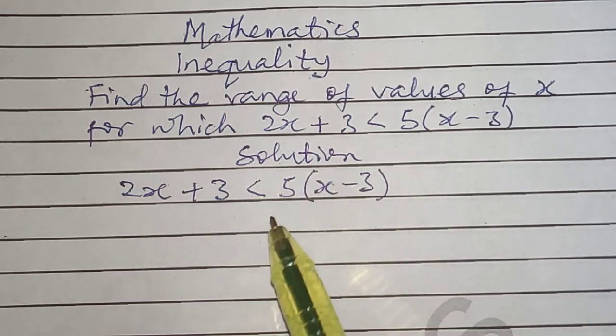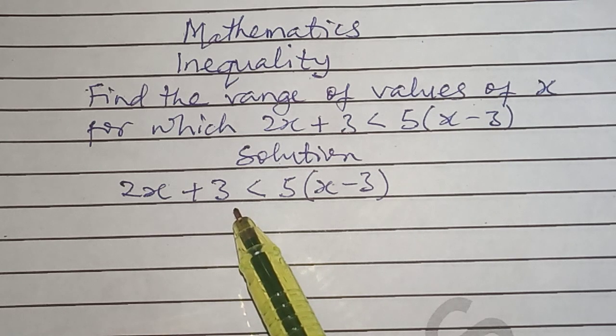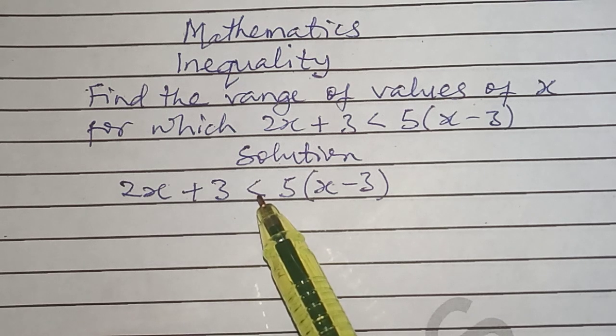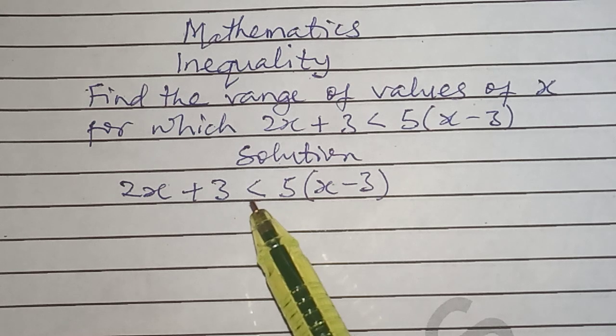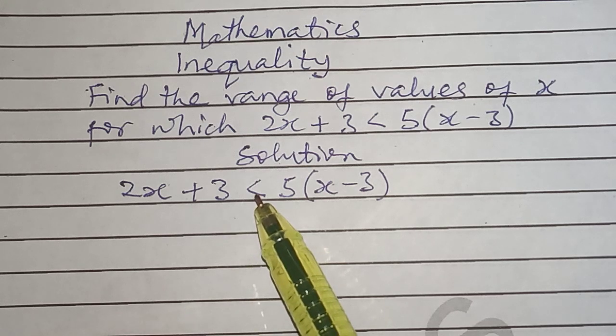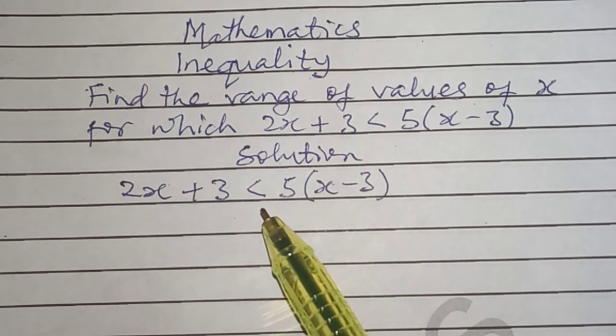Alright, solution. In solving this type of question, it's just the normal way we solve an equation. The difference between this inequality and solving a normal equation is that we have an inequality sign. Another thing is that when you are dividing by a negative number, the sign of inequality usually changes. Alright, let's look at this question and solve it.